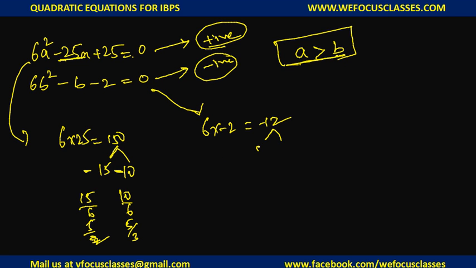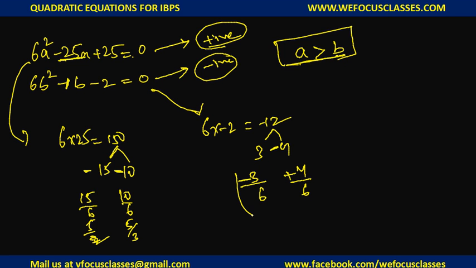Here, what are the factors? You will get 3 and 4. But if you add them, you should get minus 1, so the bigger one will be minus. So what are the roots you will get, friends? Roots you will get are minus 3 by 6 and, yes, plus 4 by 6, friends.